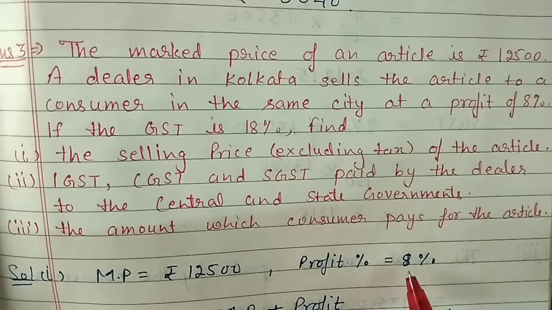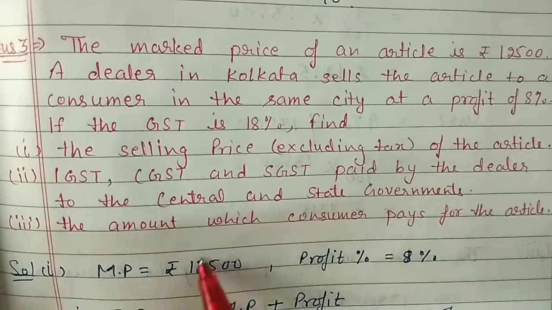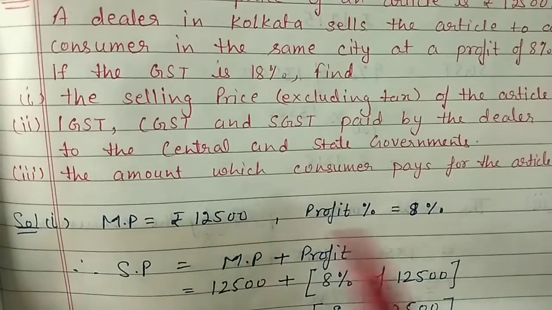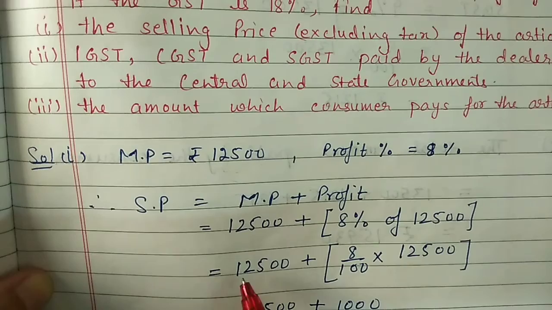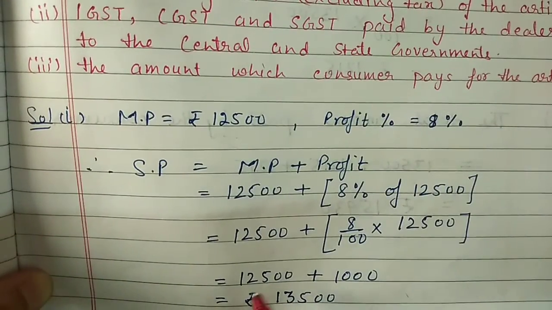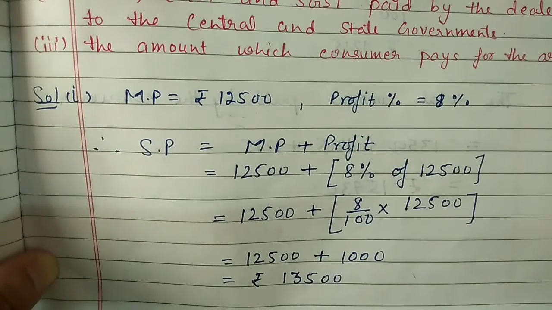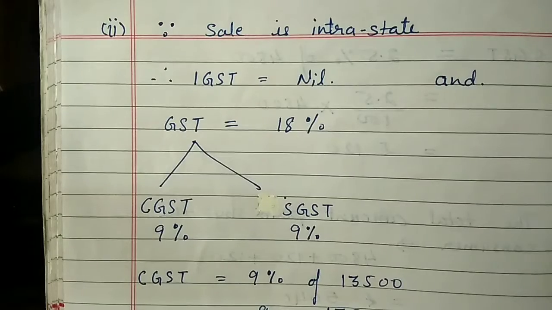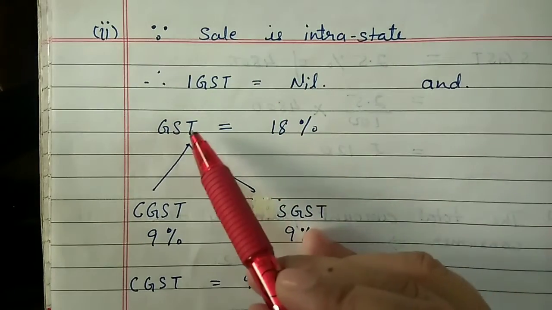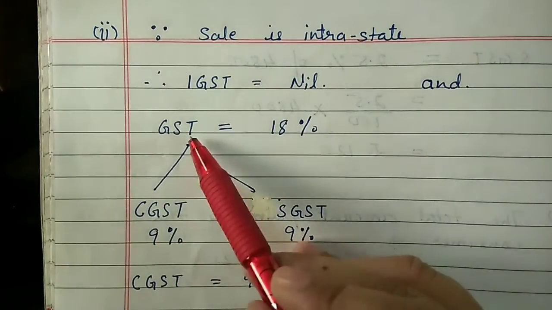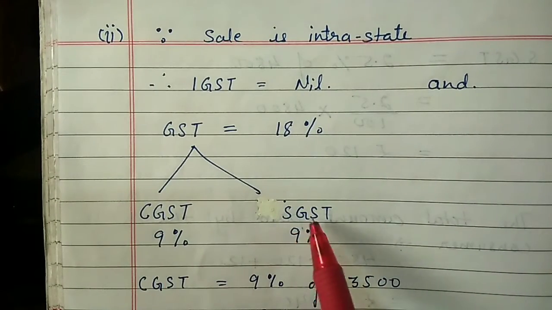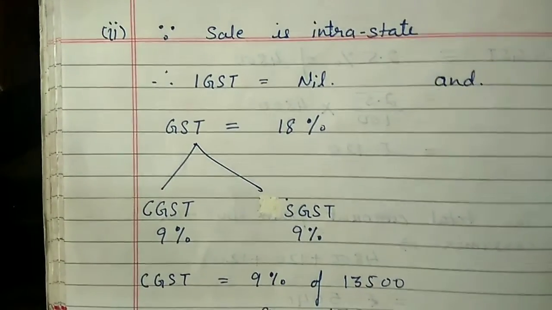Profit is given 8%. So selling price will be mark price plus 8% of 12,500. So 12,500 plus 8% of this, that is equal to 1,000 rupees. It means selling price is 13,500 rupees. Second part, because the sale is intra-state, half GST will go to the central government, half will go to the state government. So 9% CGST, 9% SGST. Half we have to divide.